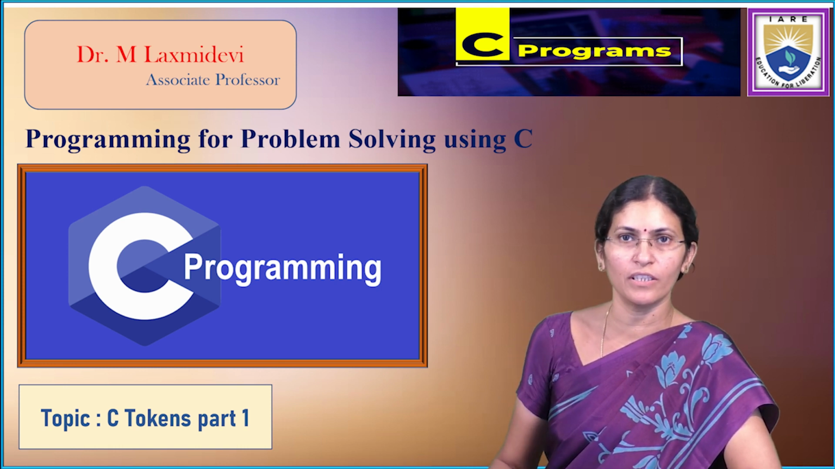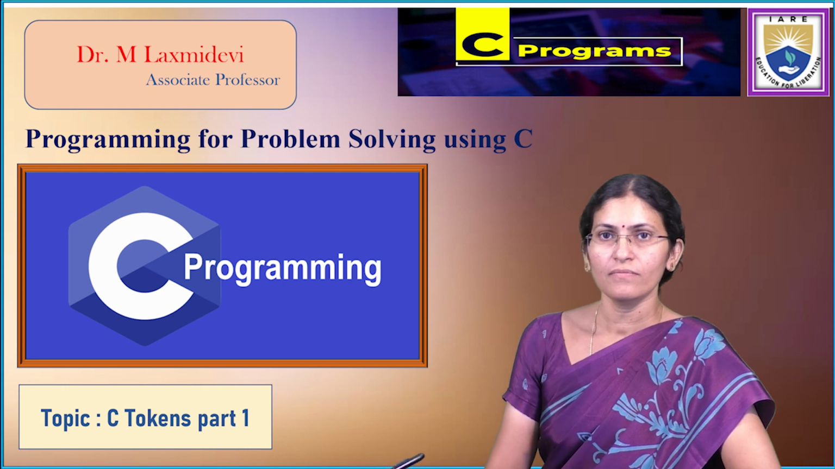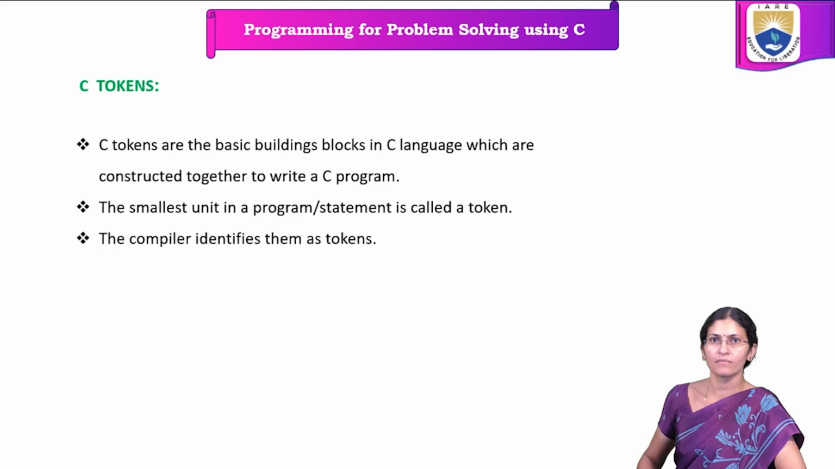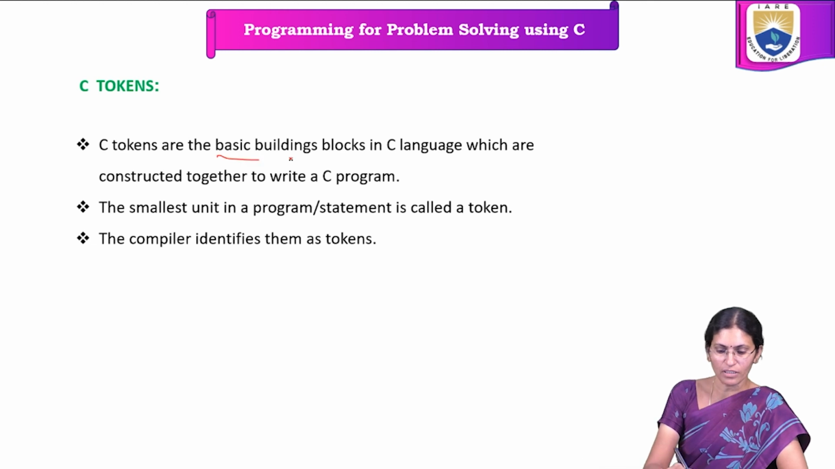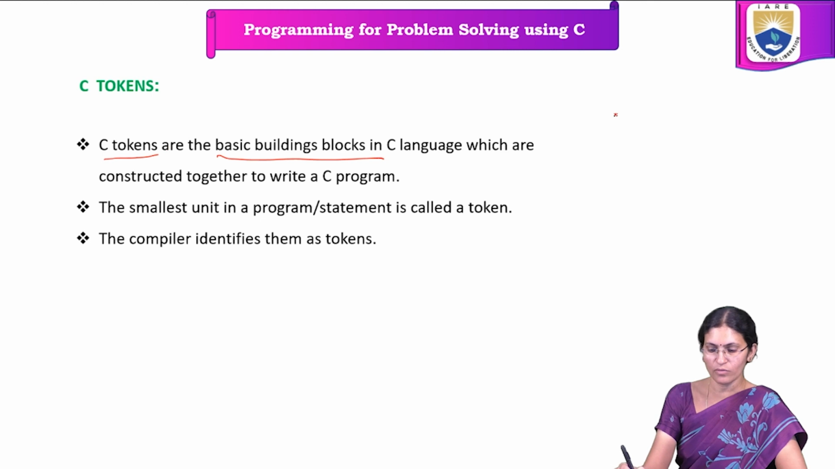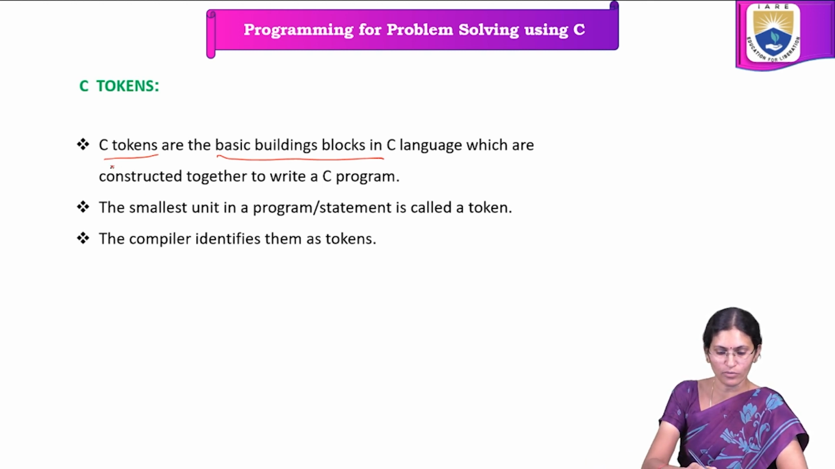So let us see what are C tokens. C tokens are the basic building blocks in C language. These are put together to write a C program. So basic building blocks in a C program are called C tokens. For example, if we want to construct a house, then bricks are the basic building blocks to construct a house. Similarly, in C language also, C tokens are the basic building blocks to write the program.